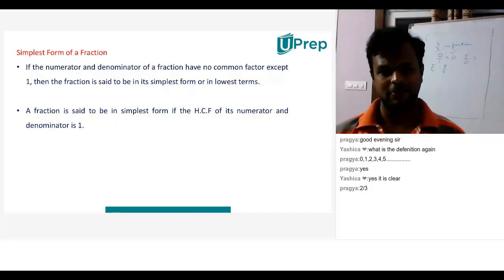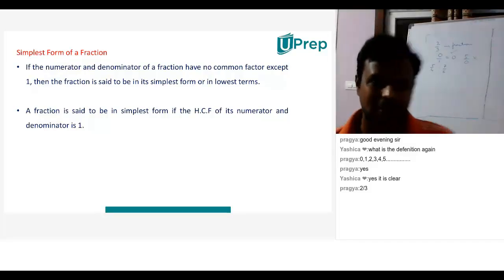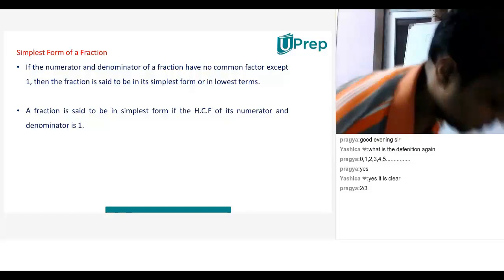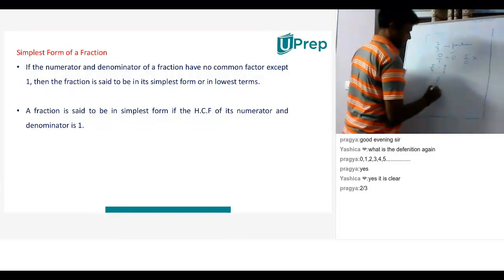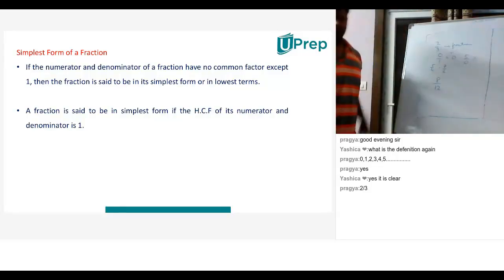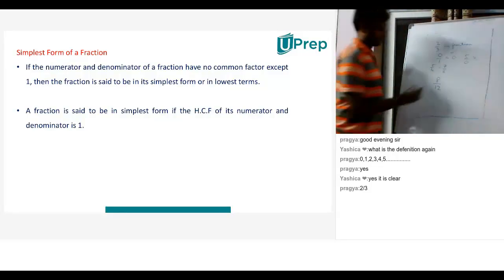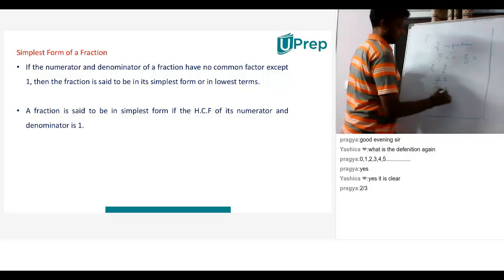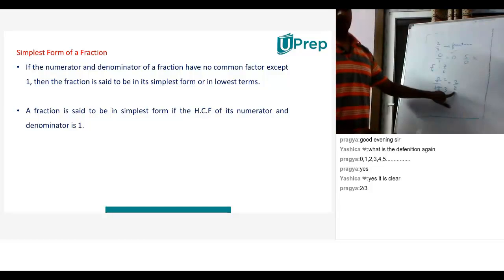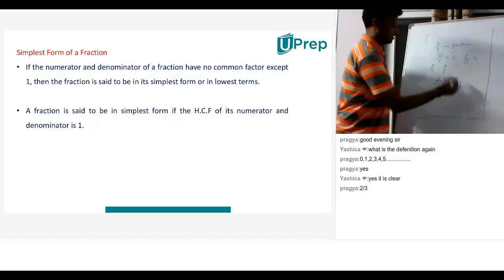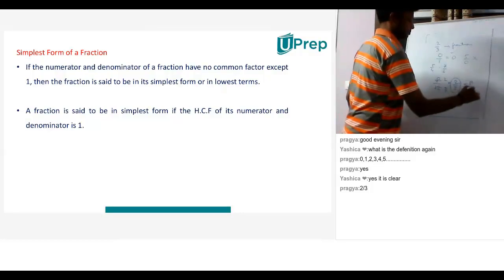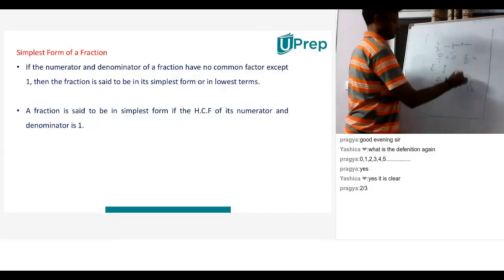We have the simplest form of a fraction. As I was telling you previously, suppose I have 8 by 12, isn't it? Now 8 by 12, this is 4 2s are 8, 4 3s are 12. So this is 2 by 3. Now can I simplify this further? I cannot simplify this further. So this is the simplest form of the fraction 8 by 12.